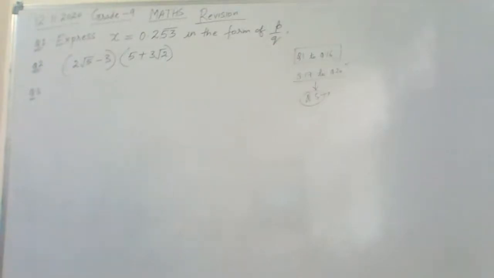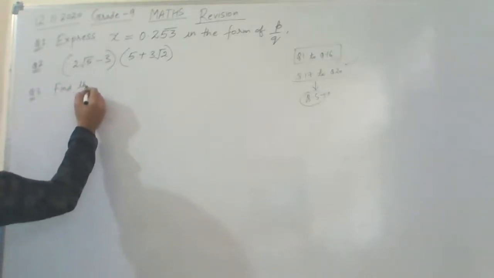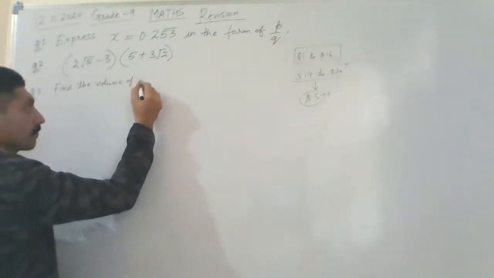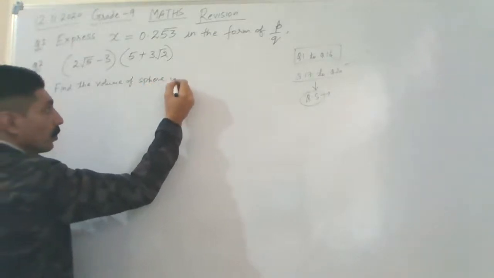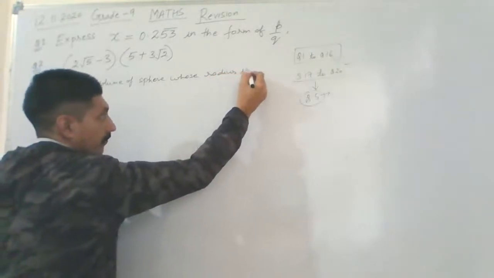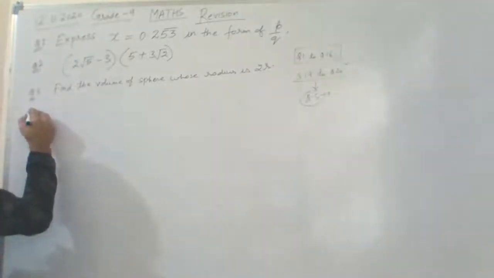Third question. The third question is: the radius of the sphere is 2r, then what is its volume? Find the volume of a sphere whose radius is 2r. Question number 4.